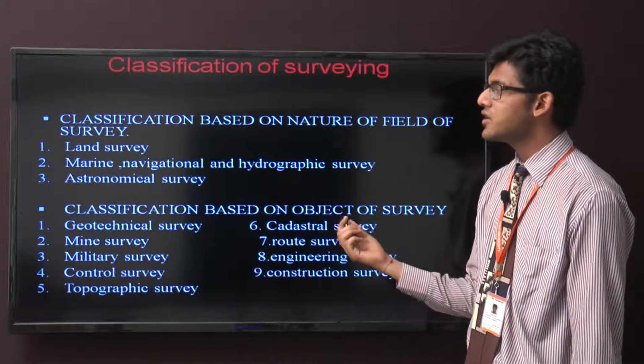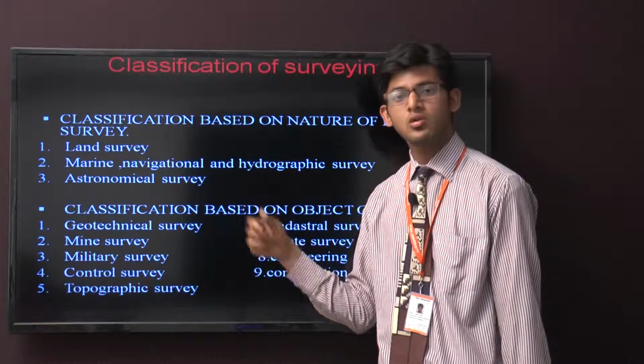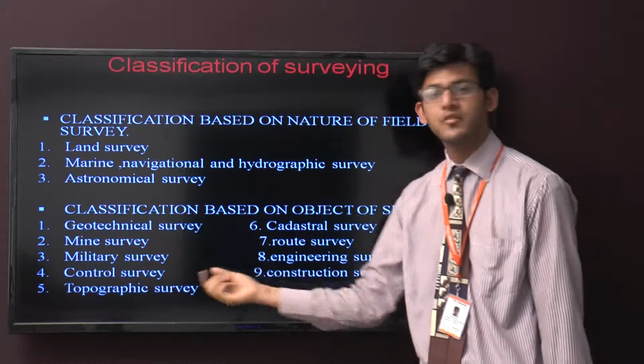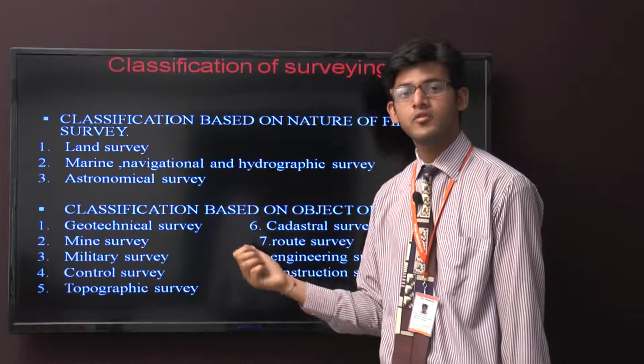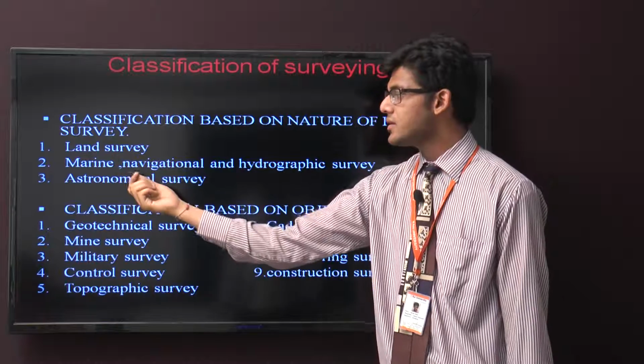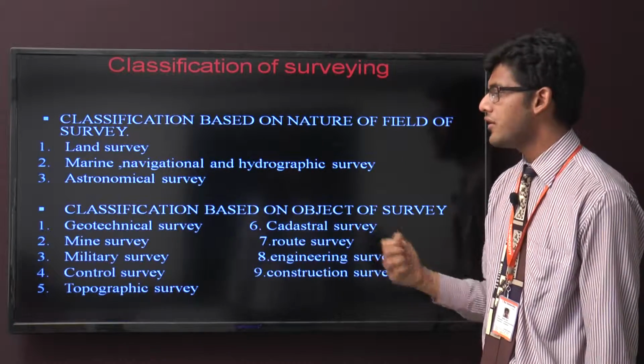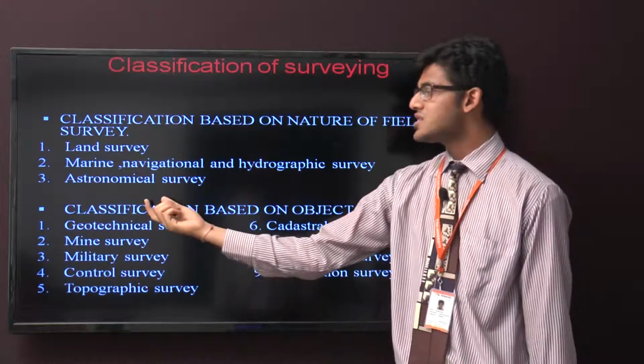Next, what is the classification? Now it is done broadly on many areas. There are many ways to classify surveys. The first is based on the nature of the field, that is, on what field we are doing the surveying. First is land survey, second is marine survey or navigation survey or hydrographic survey, third is astronomical survey.